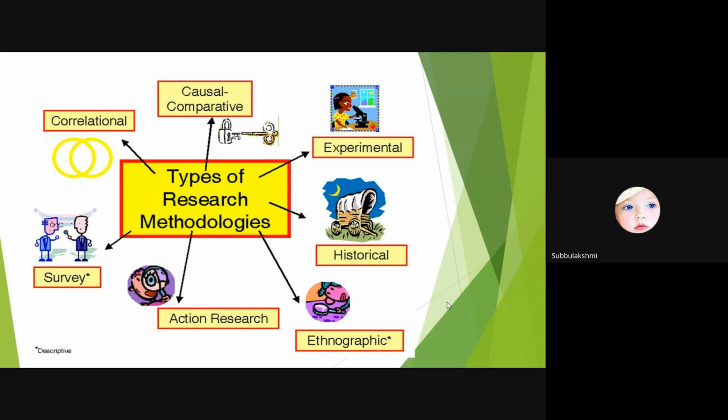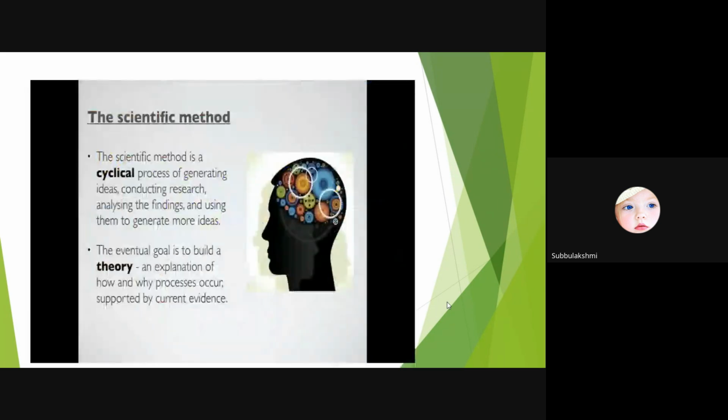What you call, I'll just come from the left hand side top. Okay, correlational, causal comparative, experimental, next historical, ethnographic, action research, survey research. So these are the common ones. I don't mean to say these are the only types. These are the commonly used types of research methodology.